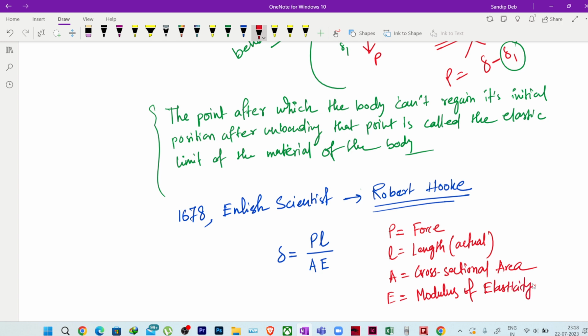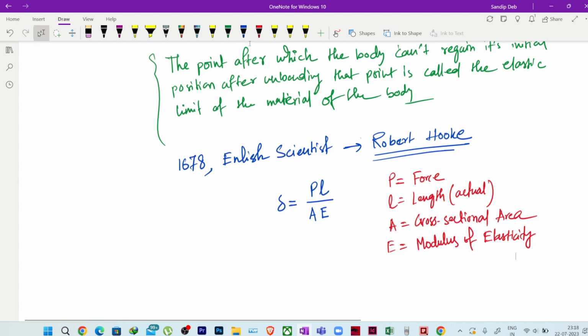So now we can easily understand that if we increase the load, the elongation will increase. If we increase the modulus of elasticity of the material, then the deformation will decrease. The more the modulus of elasticity, the less the deformation due to the same applied force. Correct. Now here, delta is also inversely proportional to the cross-sectional area of the bar.